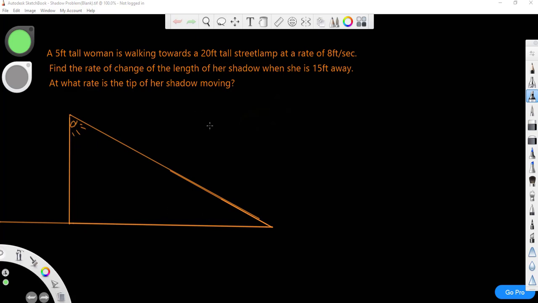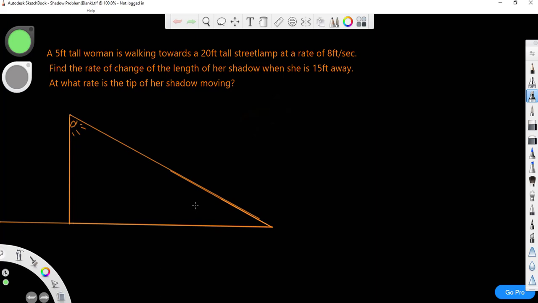Alright, so we're looking at related rates of change again, and let's look at this problem. A 5-foot tall woman is walking towards a 20-foot tall street lamp at a rate of 8 feet per second. What we want to do is find the rate of change of her shadow when she is 15 feet away. At what rate is the tip of her shadow moving?